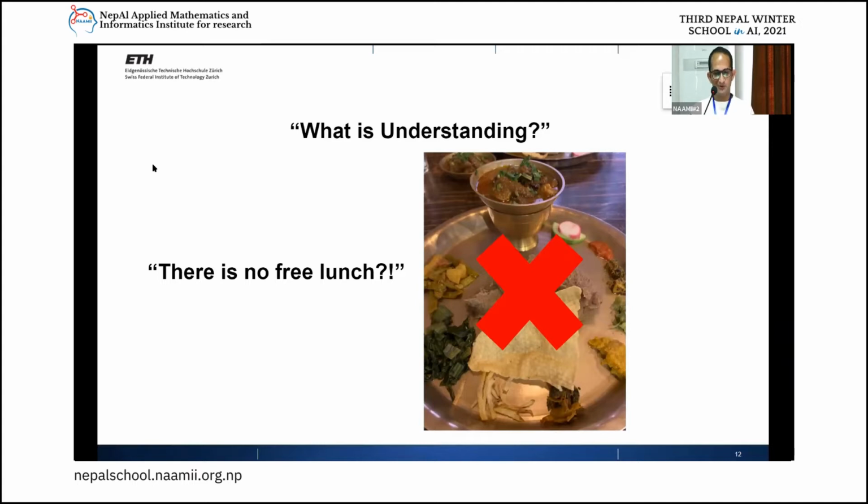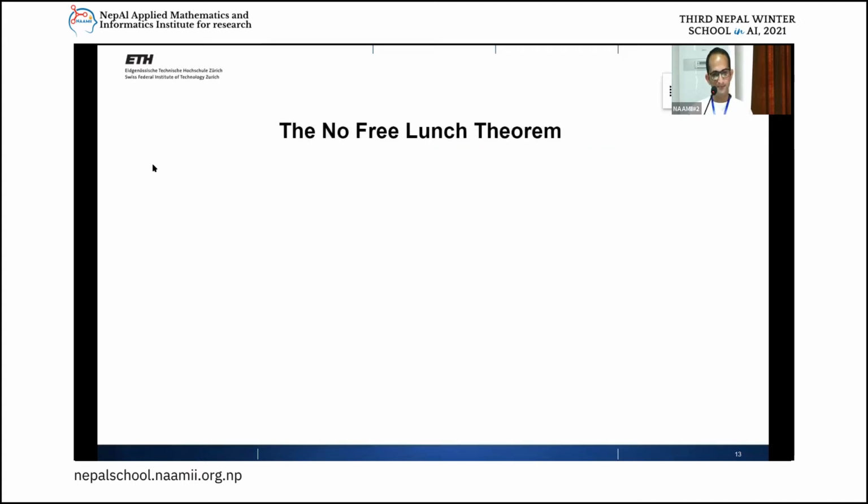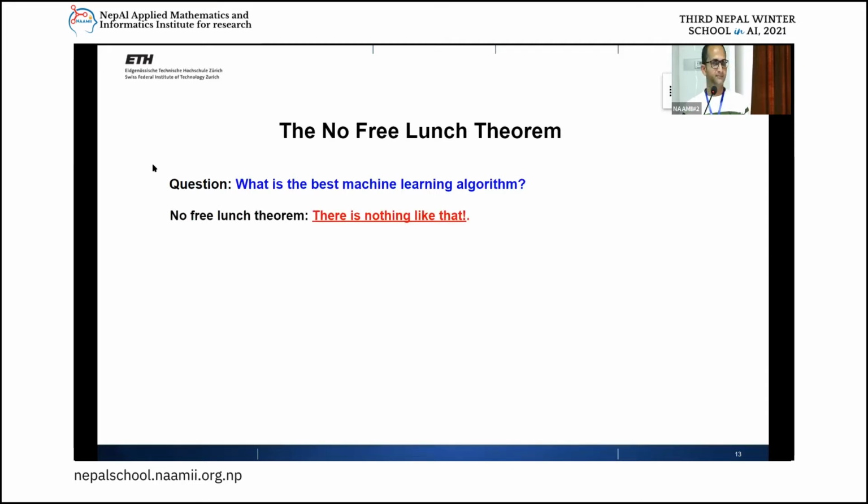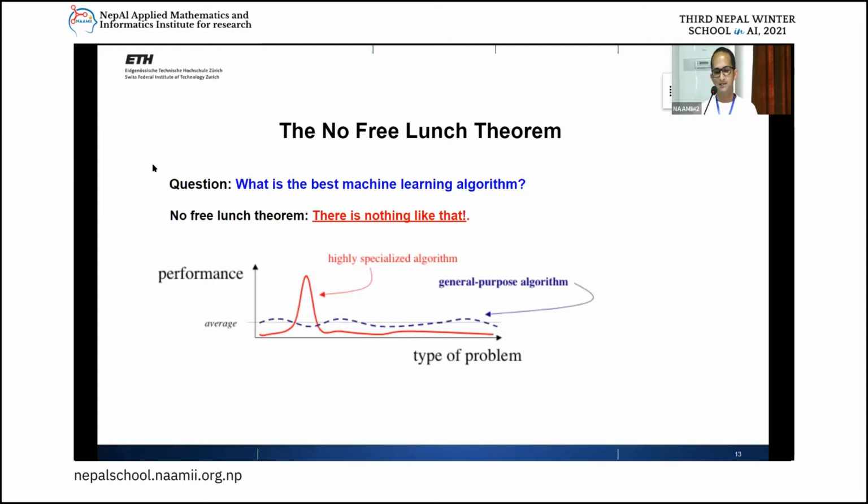So let's talk about what the no free lunch theorem is. It says that if you are asked what the best machine learning algorithm is, the answer happens to be that there is nothing like that. There is no best machine learning algorithm. On the x-axis is the type of problems, and the y-axis is the performance. This red one means this particular problem can be solved very well using this particular specialized algorithm, but it will not do as well elsewhere.